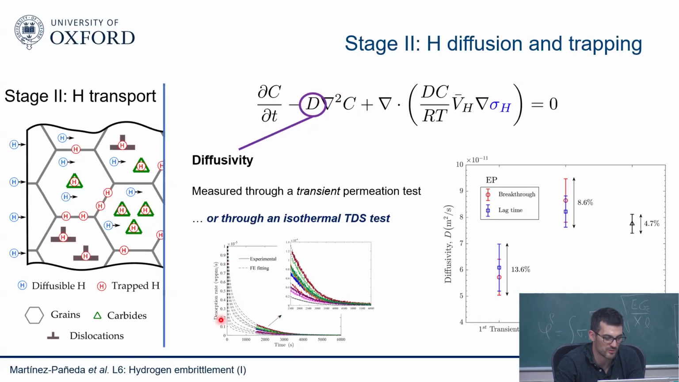So that gives you a diffusivity value. And this is an expression. You can see the desorption rate versus time. This is the experimental and the finite element fit. So this is what you get at the end of the day. This is diffusivity for pure iron.